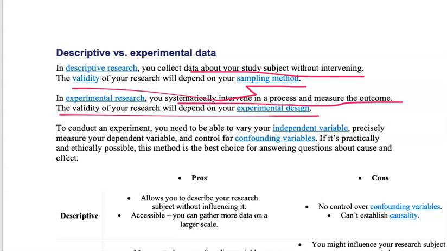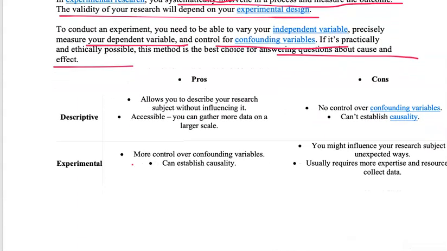To conduct an experiment, you need to be able to vary your independent variables precisely to measure your dependent variable and control the confounding variables, if it is practically and ethically possible. This method is the best choice for answering questions which are cause and effect related problems. So again, we will learn about the pros and cons of descriptive as well as experimental data.